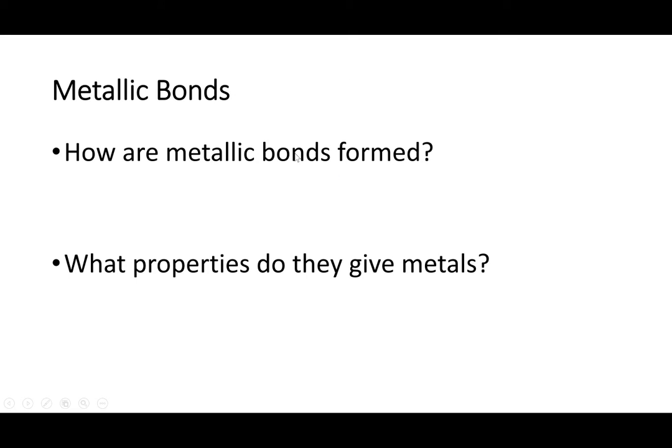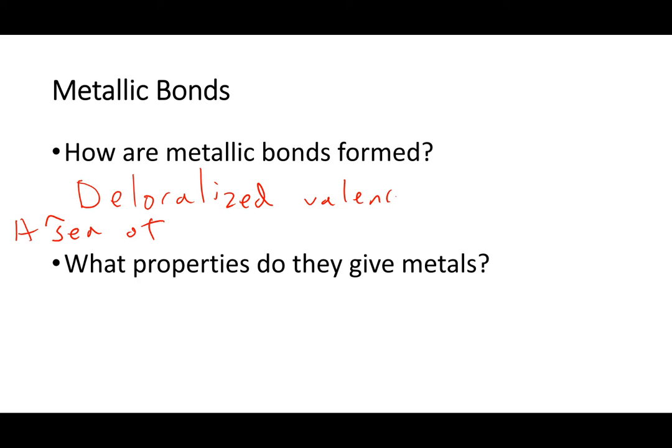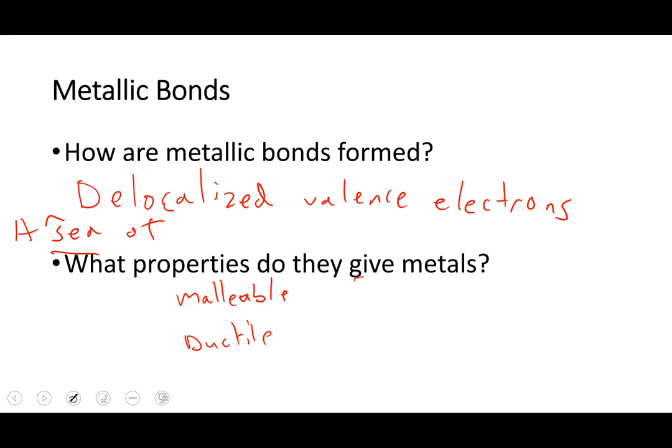So how are metallic bonds formed? They are formed by a sea of delocalized valence electrons. So a sea means we have a lot of them. Delocalized means they can move around. And we're talking about the valence electrons in particular. What properties do they give metal? Well, they're malleable, they're ductile, and they can conduct electricity.